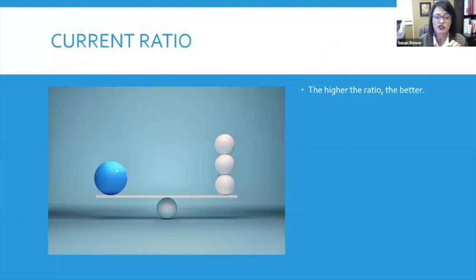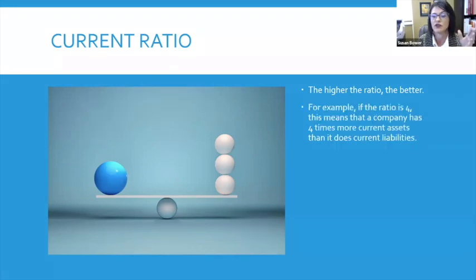Let's take it a step further on what that's telling us. The higher the ratio, the better. So 0.25 is not considered a very high current ratio. Where we want to shoot for is 1 to 1. So we have as many assets as we have liabilities or debts, making those assets possible. Bankers like to see anywhere between a 1 and a 2. The higher, the better. So for example, if our current ratio is 4, this means that the company has 4 times more current assets than it does in current liabilities. 4 is a good number for a current ratio.